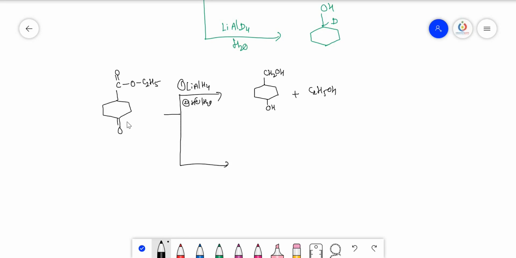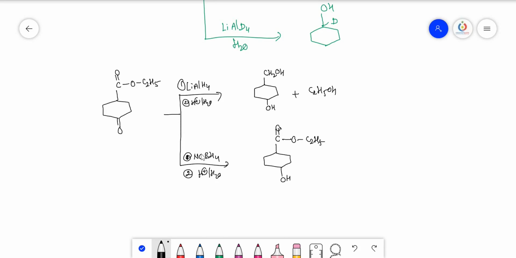Now I want to reduce only the keto group. I do not want to affect this particular ester group. So in such cases, preferably I have to select the sodium borohydride, and the second step is followed by H plus and H2O. So that what happens here is only this will be formed and this is unaffected.